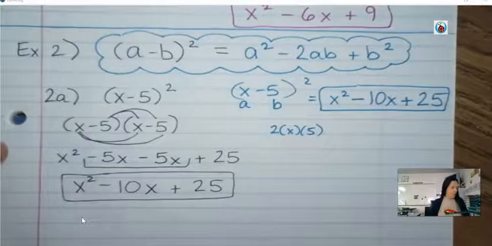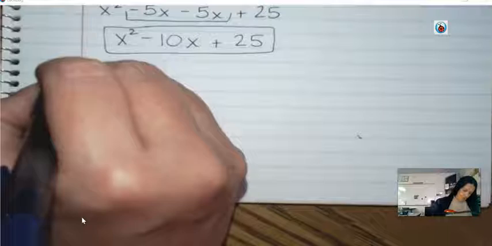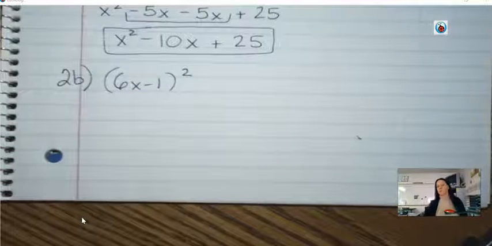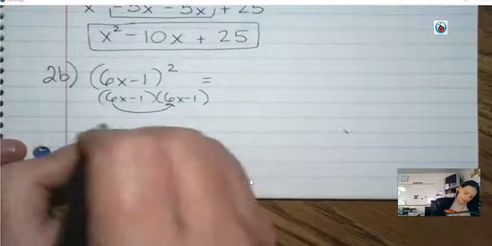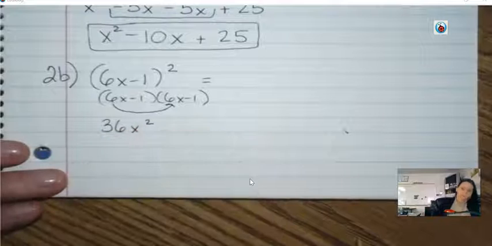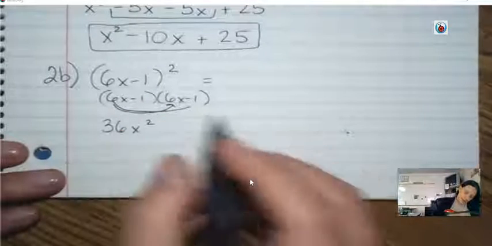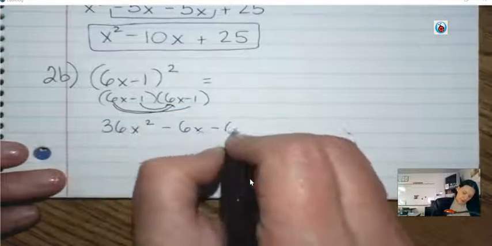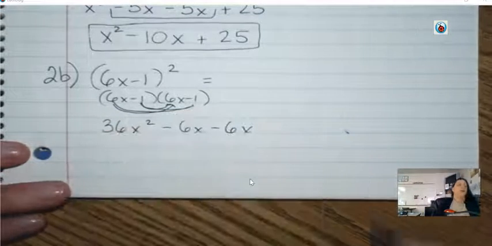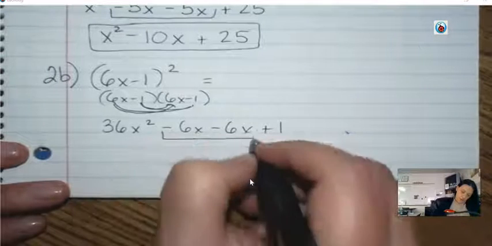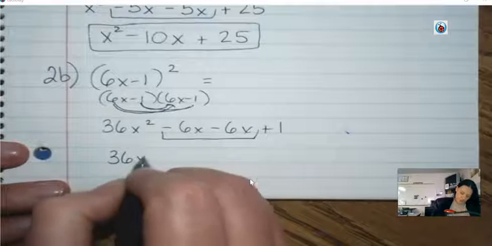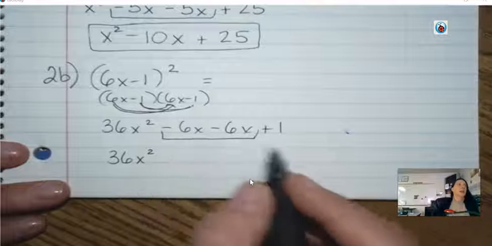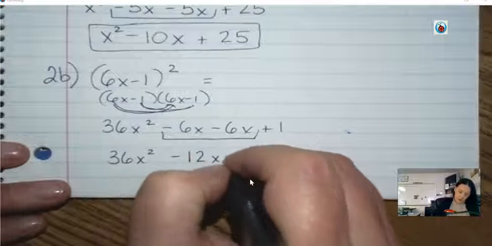Okay, let's try 2b. 6x minus 1 squared. So 6x times 6x is 36x squared. 6x times negative 1 is negative 6x. Negative 1 times 6x is negative 6x, and negative 1 times negative 1 is positive 1. Combine your like terms. If I have negative 6x's and another negative 6x's, I have negative 12x's.